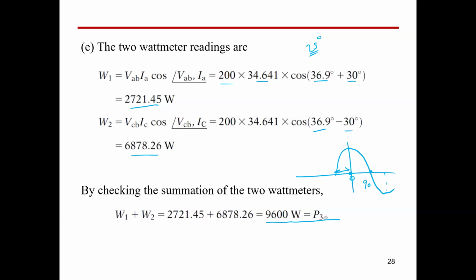How can you see that in the lab? You would see the pointer of the wattmeter going to the opposite side. In this case, if you would like to get the exact value, reverse the connection of the pointer in order to get the other reading. So this is the way we can do it.